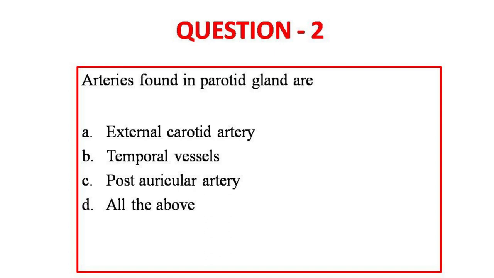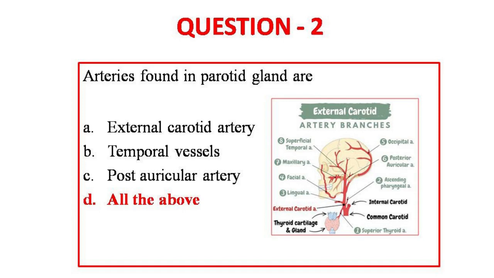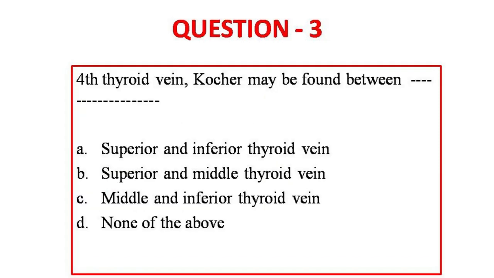So moving on to question 2. Arteries found in the parotid gland are, they've given us 4 options: external carotid artery, temporal vessels, post-auricular artery, and all of the above. The answer for this question is all of the above. I want you to see the picture in the same slide. You can see the external carotid artery, which is branching into all the arteries. There are around 8, right? So all of the above.